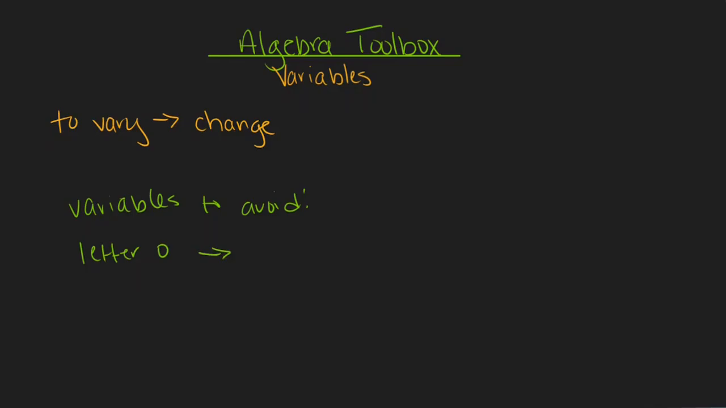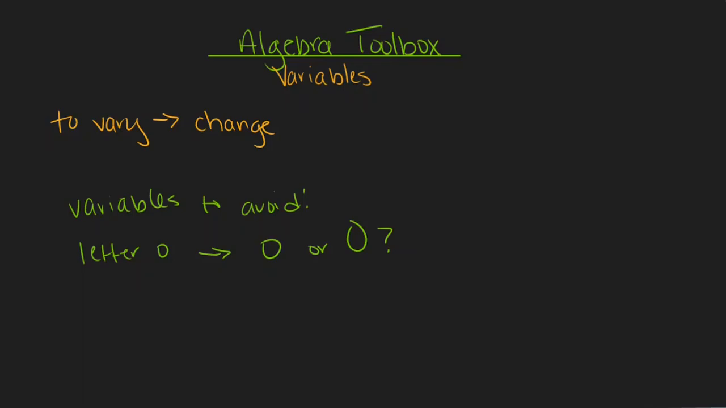The reason here is pretty simple. The letter O looks too much like a 0. And so it's very easy for us to get confused between, okay, is this a 0 representing a numerical value, or is this an O representing a variable? And that would change the relationship between other values in that expression or equation as well. So to save yourself the confusion, just don't use O.